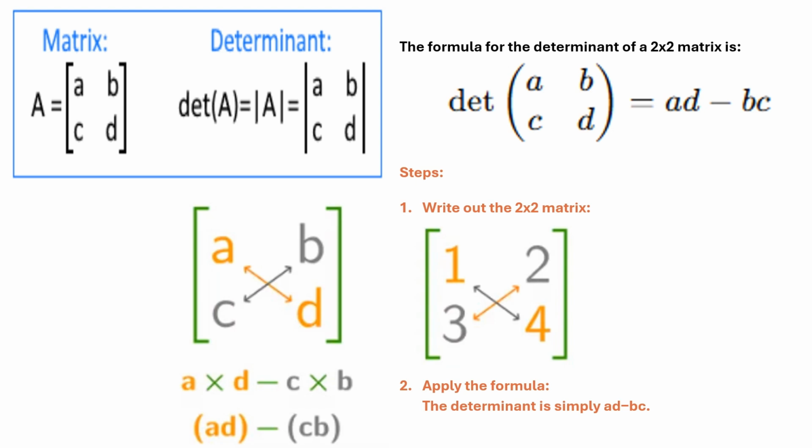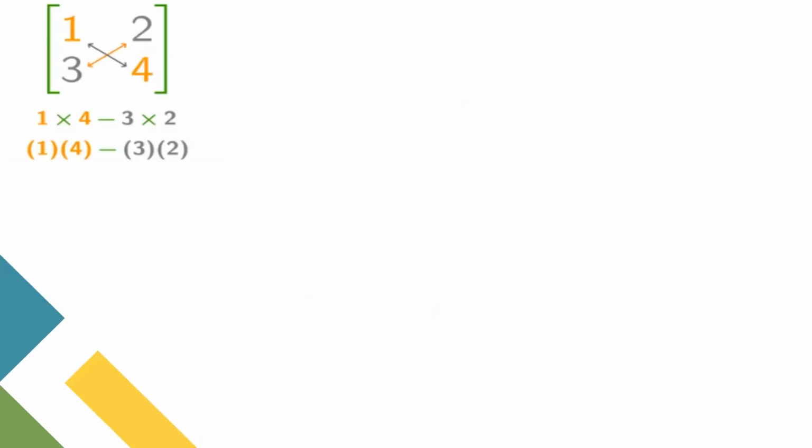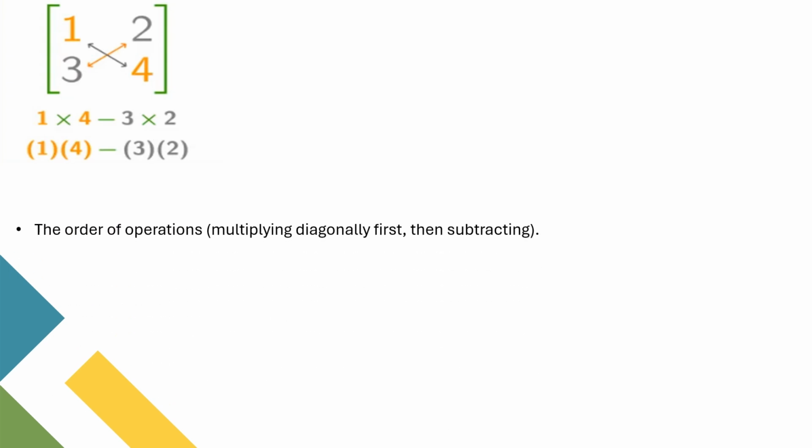So you have the matrix 1, 2, 3, 4. To find the determinant of that matrix, you multiply 1 times 4 minus 3 times 2. The order of operations is that you multiply the diagonals first, then subtract. So here you get 4 minus 6, which is equal to -2.